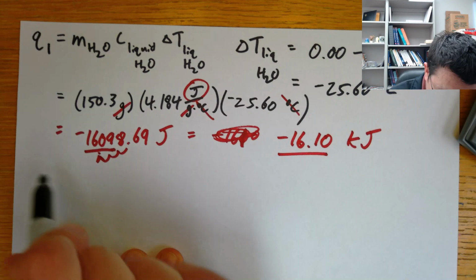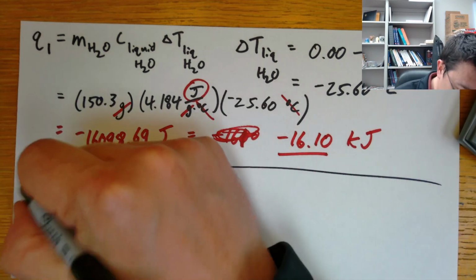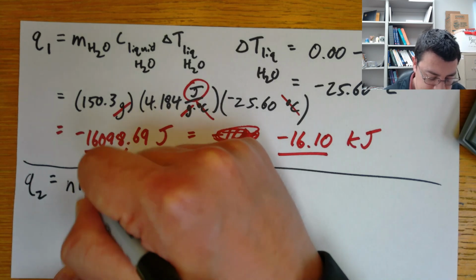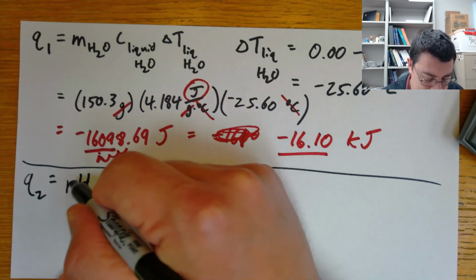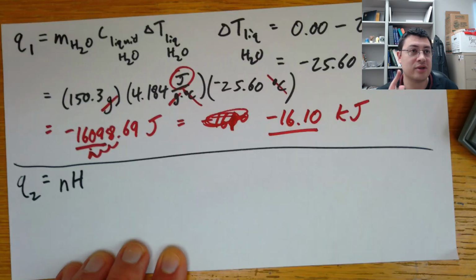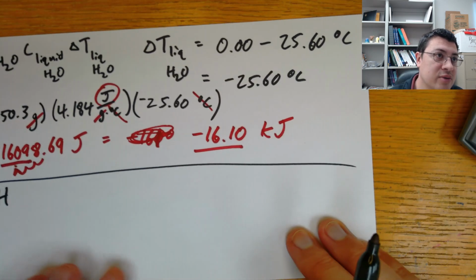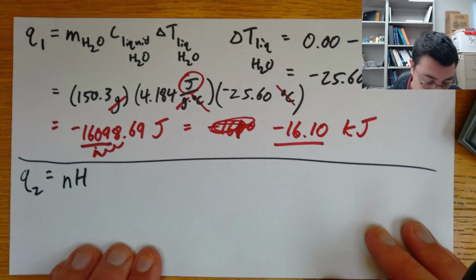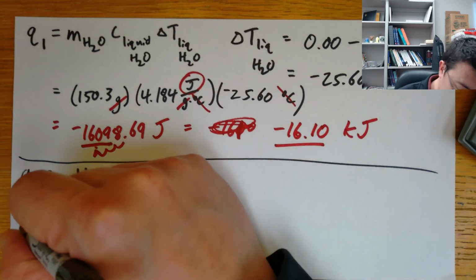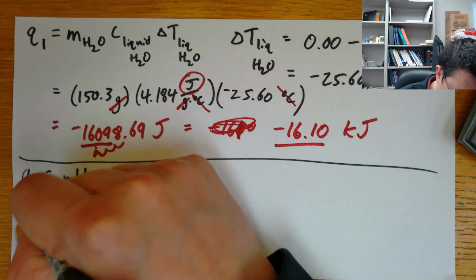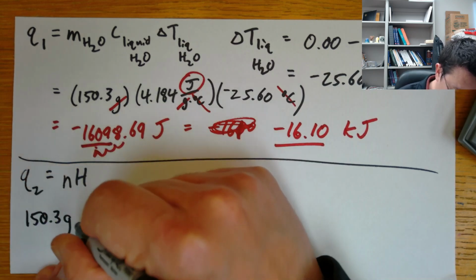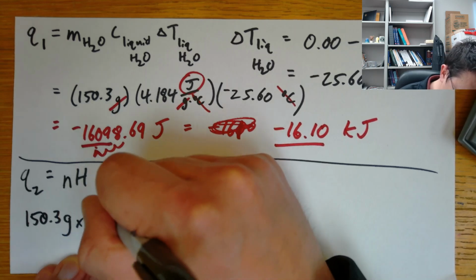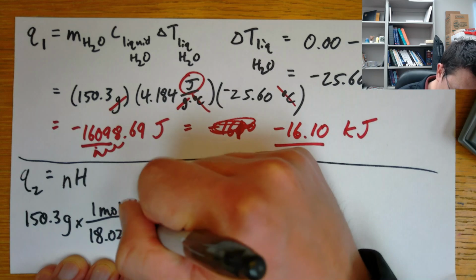All right, next. Let's do Q2. And this is going to be our freezing, so we need the moles and the enthalpy. Oh, we don't have the moles yet, so let's go ahead and solve that. Oh, my face was covering the work earlier. There we go. All right, we need the moles. Let's get the moles over with. Let's see, 150.3 grams times 1 mole over 18.02 grams. We're talking about H2O here.